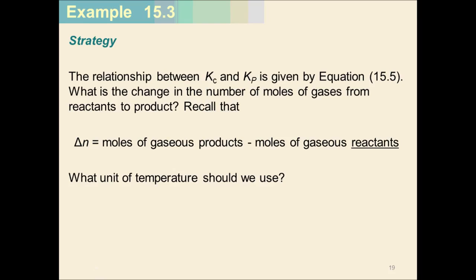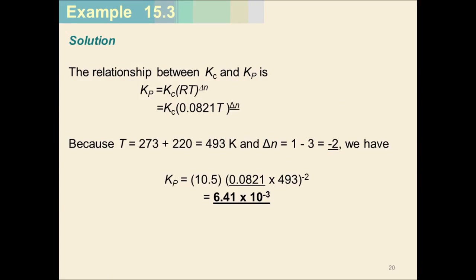Example 15.3 solution on slide 19, our strategy. The relationship between Kc and Kp was given by that equation 15.5. Remember, what's the change in the number of moles of gases from reactants to product? Again, you're going to calculate delta N, the moles of the gaseous product minus the moles of the gaseous reactants. And again, we should use Kelvin.